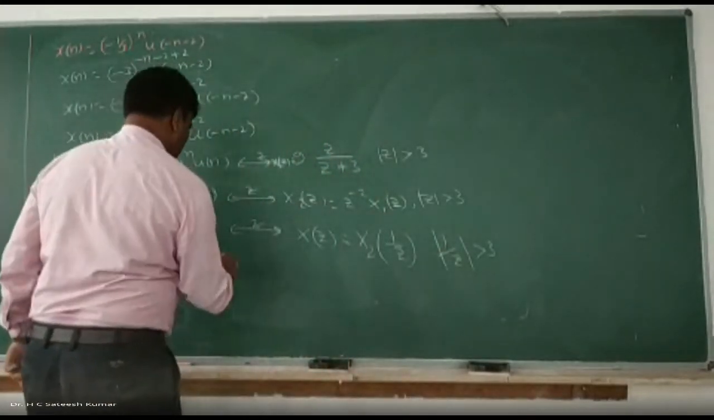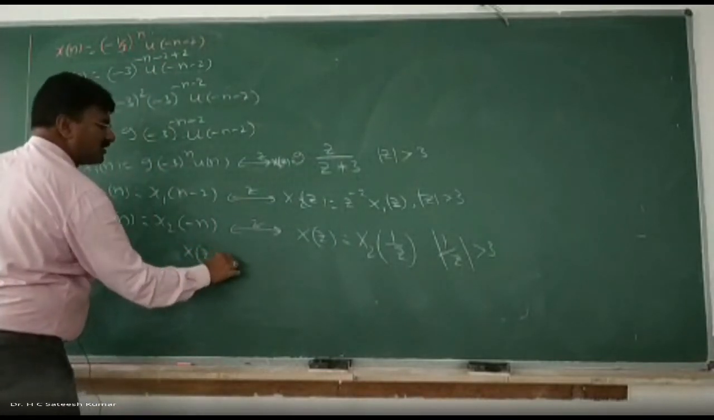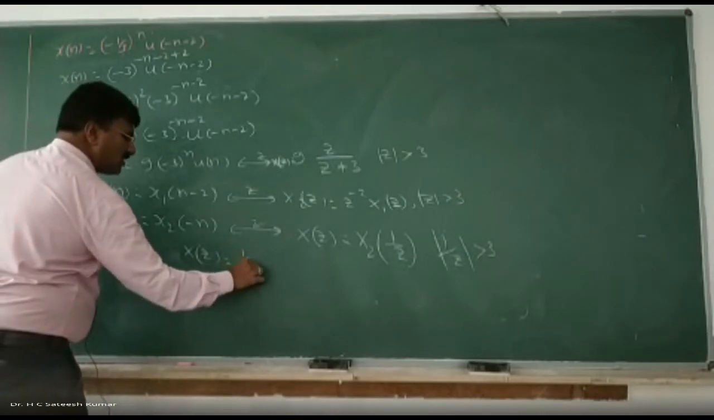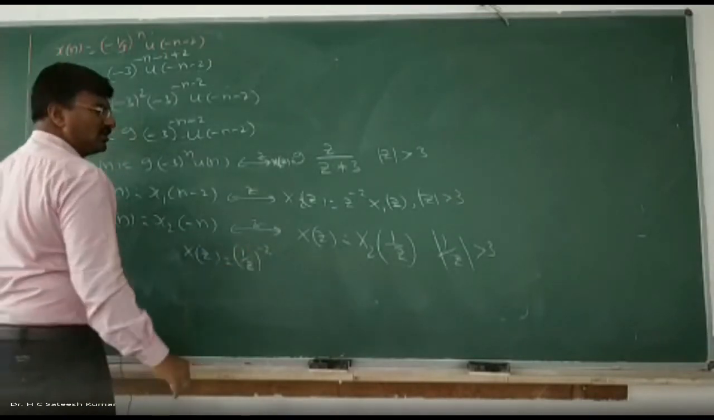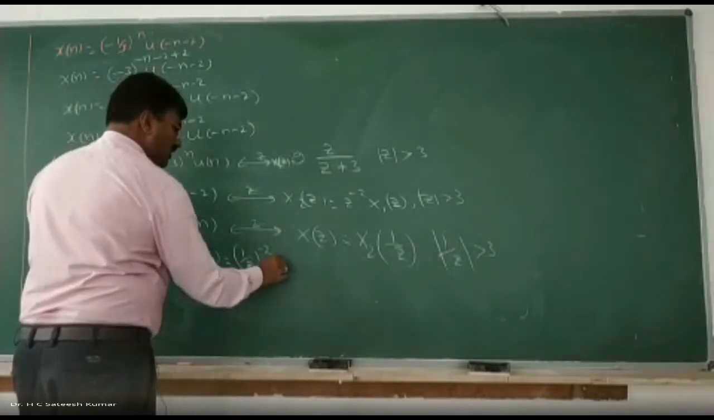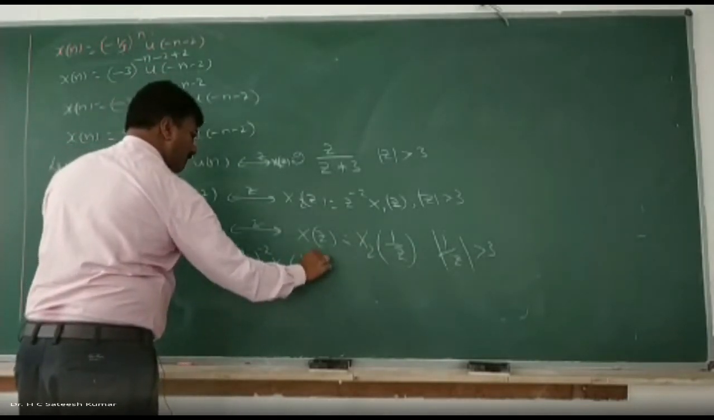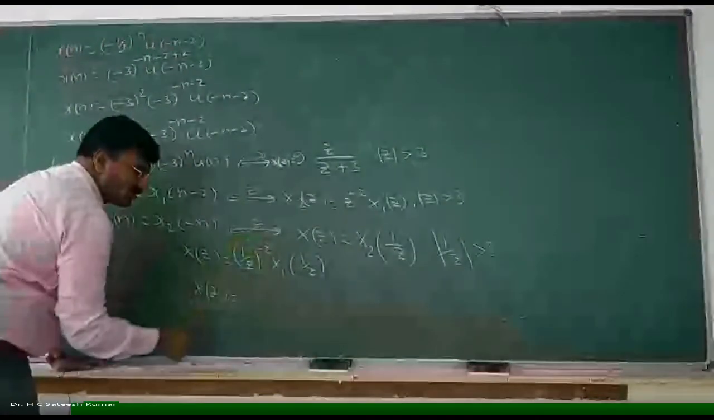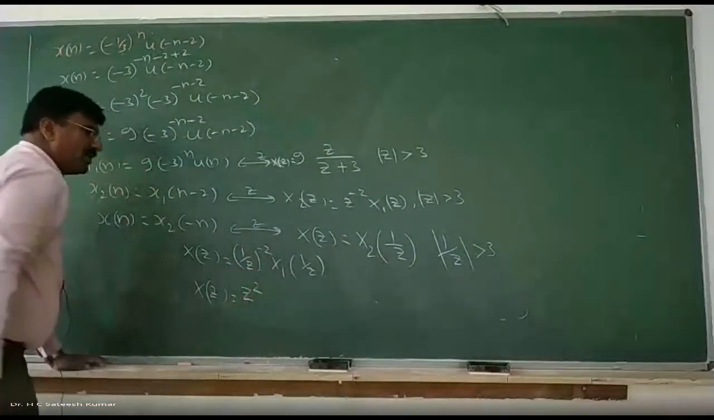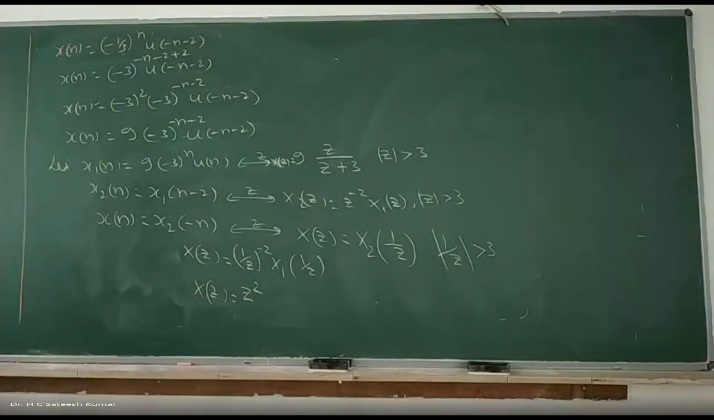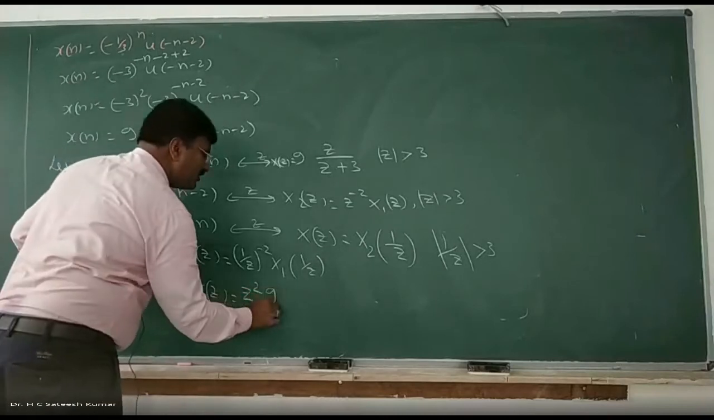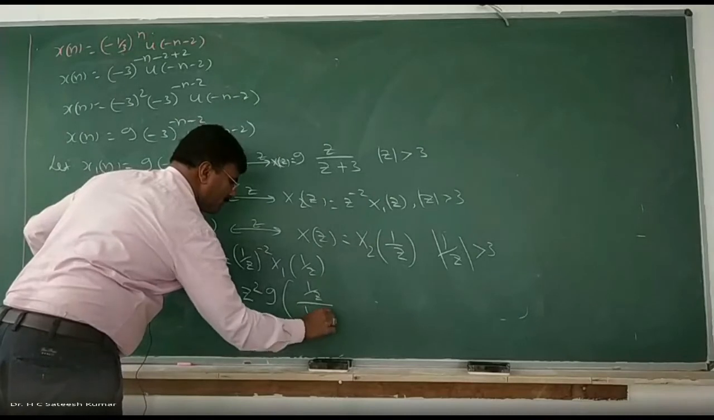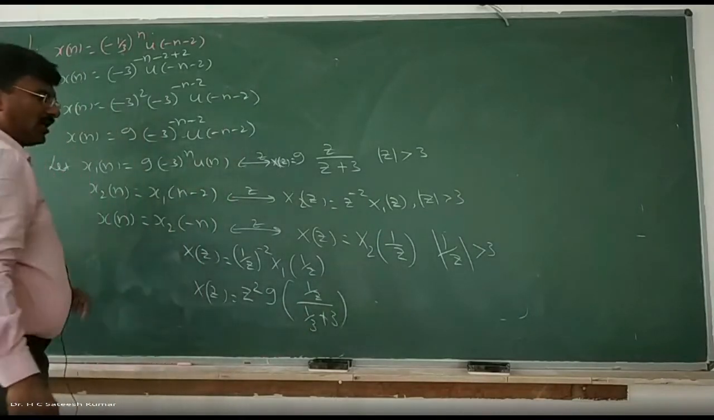You can write it: X of Z is equal to, what is X2 of 1 by Z? X2 of 1 by Z is what? 1 by Z whole to the power of minus 2 into X1 of 1 by Z. Okay, right. X of Z is equal to Z square, we can write now, Z square into what is X1 of 1 by Z? X1 of 1 by Z is what? 9 into, replace Z by 1 by Z, 1 by Z divided by 1 by Z plus 3 with ROC.